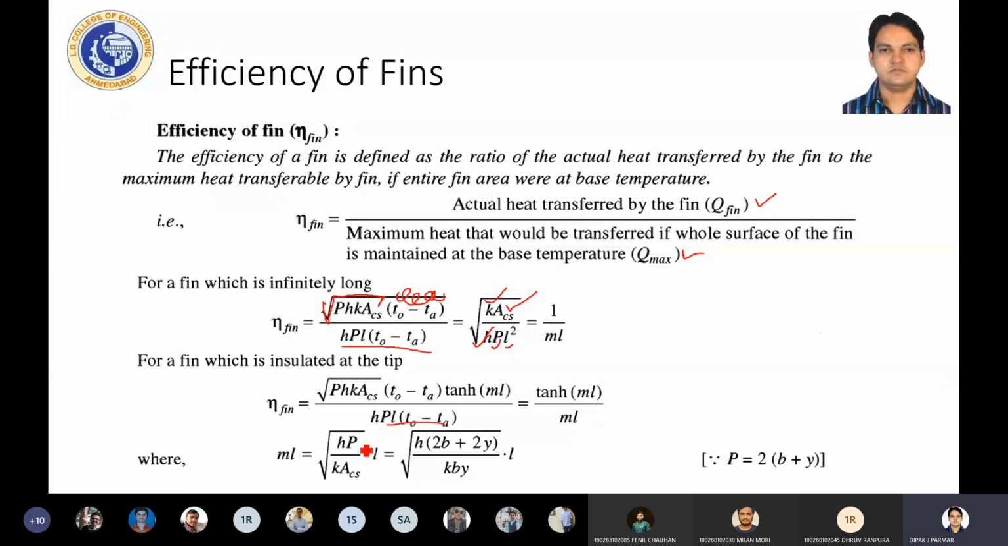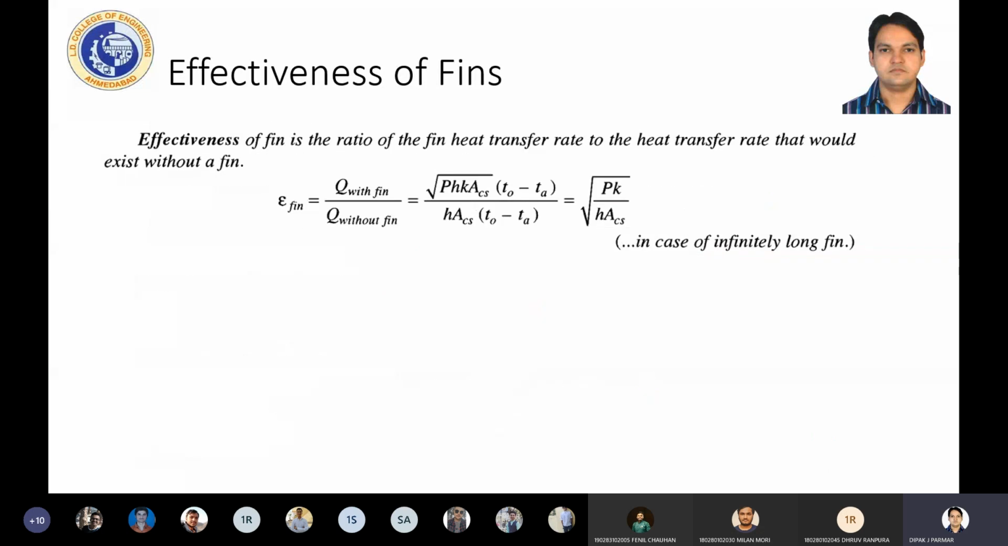So now if the perimeter is known to you, if you want to write the equation in terms of perimeter, meaning length and width are known to you, you can write h into perimeter, 2b plus 2y, divided by k, cross-section area, b into y, and into L. This way you can calculate the efficiency of a fin which is insulated at tip, and in the same way you can calculate a finite length fin with heat loss from tip. In the same way you can put the values and get the answer.